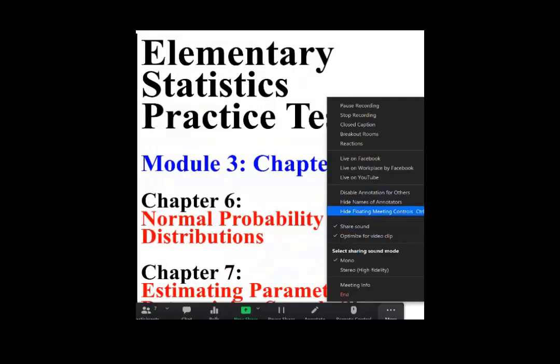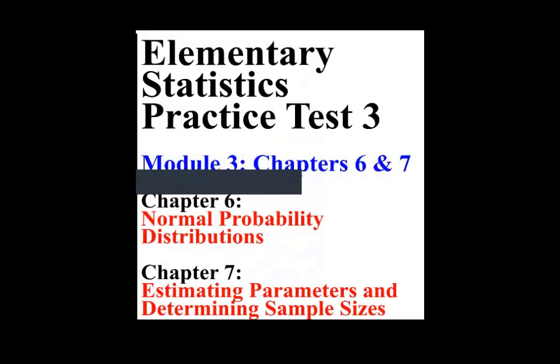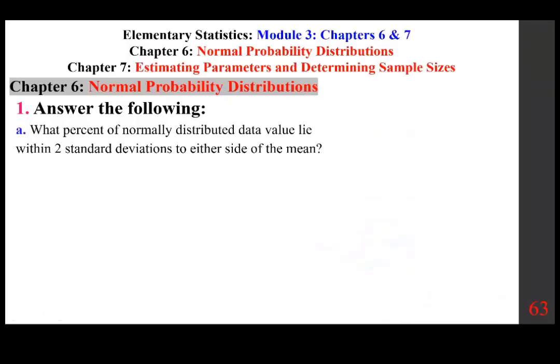We are looking at elementary statistics practice test number 3, Module 3, chapter 6 and 7. Chapter 6 is normal probability distribution, and chapter 7 is estimating parameters and determining sample sizes. I'm going to answer the following questions, and this is chapter 6, normal probability distributions.